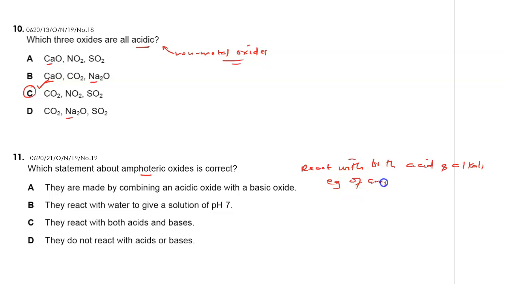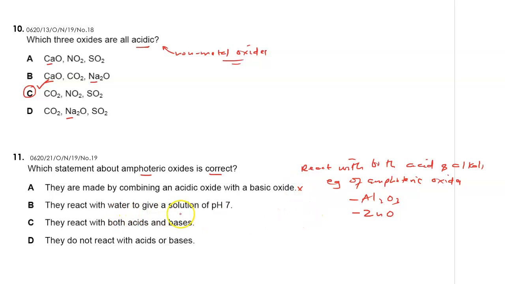Okay, and examples of amphoteric oxides are basically aluminium oxide, zinc oxide, and also lead oxide. And therefore which statement is correct? They are made by combining an acidic oxide with a basic oxide. That is not correct.